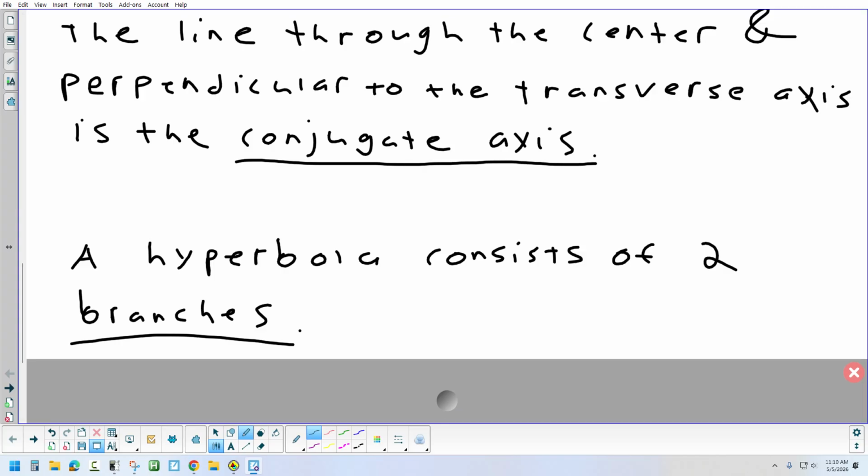The two parts of the hyperbola, okay, those are called branches. So generally, we'll either refer to it as like the left and the right branch, or the top and the bottom branch. Depends which way the transverse axis goes.